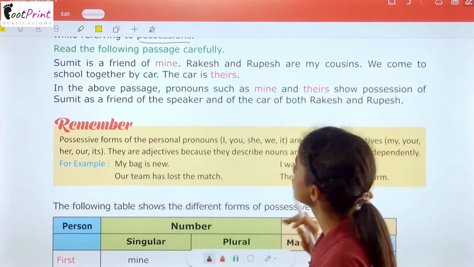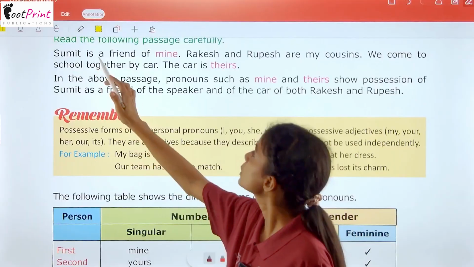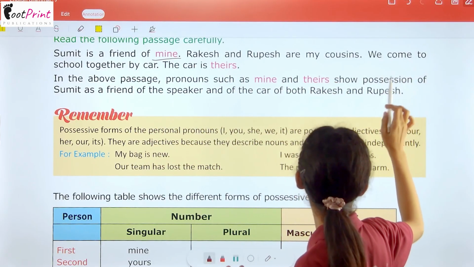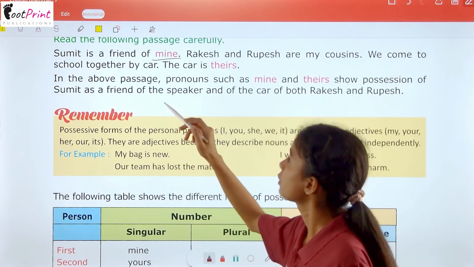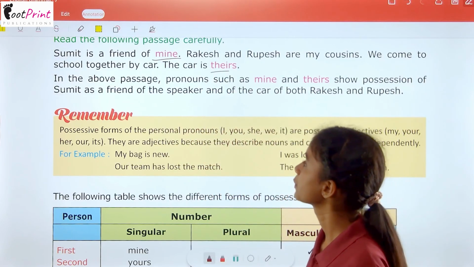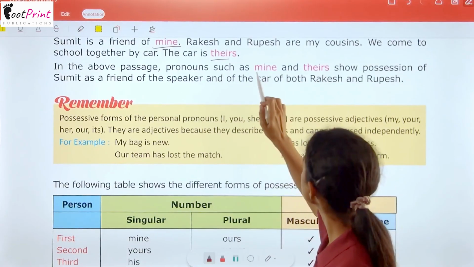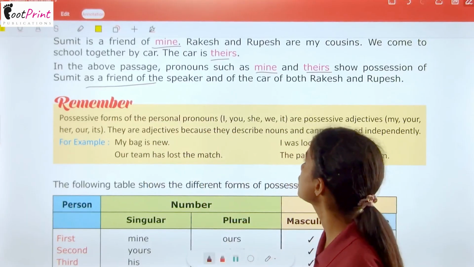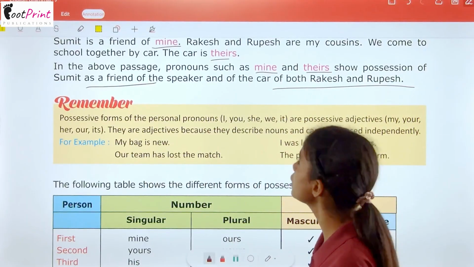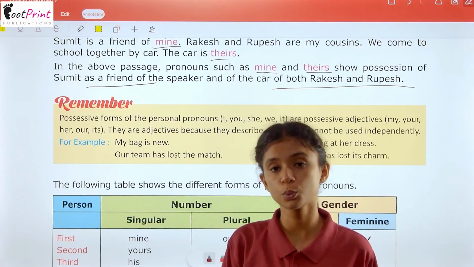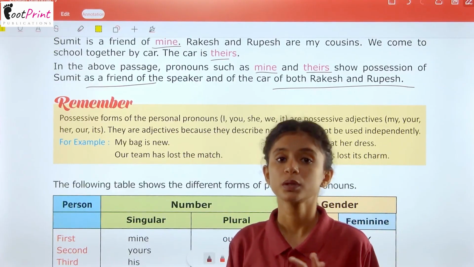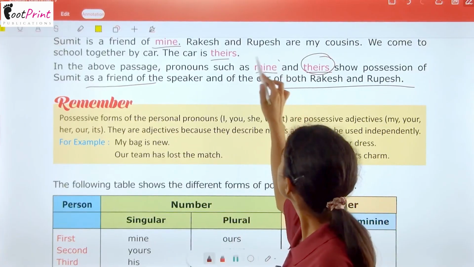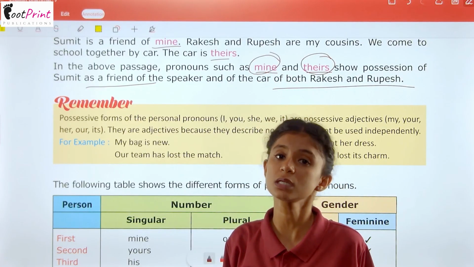Okay, let's read the given passage. Sumit is a friend of mine. Rakesh and Rupesh are my cousins. We come to school together by car. The car is theirs. So in this passage, pronouns such as mine and theirs show possession: Sumit as a friend of the speaker, and the car as belonging to both Rakesh and Rupesh. So the word theirs is showing the possession. However, mine is showing the possession of Sumit being the speaker's friend.